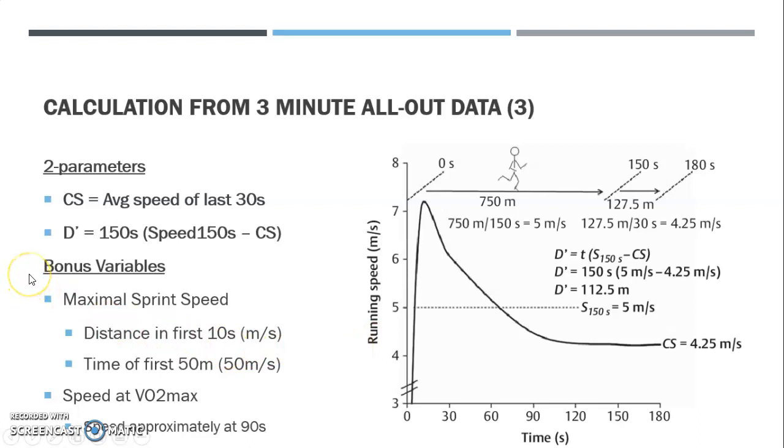So again, like I said, there are some bonus variables that we get from doing the 3-minute all-out test, which is maximal sprint speed. In the first 50 meters or the first 10 seconds, we're probably going to find the maximal sprint speed that person is going to reach, because this is, again, an unpaced, all-out, hence the name, effort. The second thing you'll be able to get in addition to all these variables is the speed at VO2 max, which is hypothetically going to be the speed that they're at 90 seconds within the test.